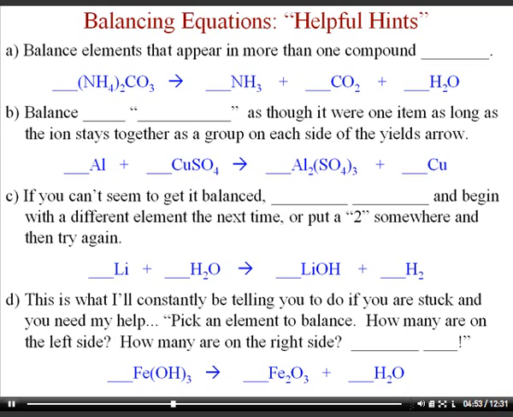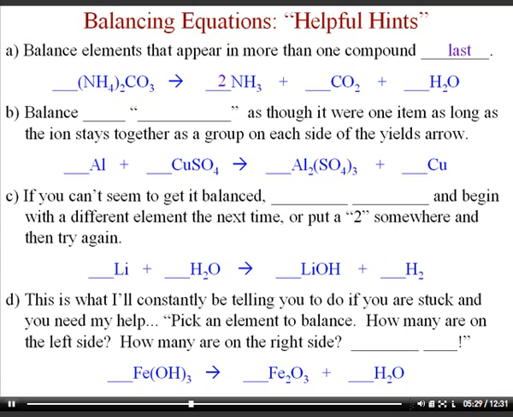So Rule A says to balance elements that appear in more than one compound last. For example, in this equation, hydrogen appears in 3 locations. Oxygen appears in 3 locations. So we want to save those elements for last. Let's deal with balancing the nitrogens because it's only in 1 location on the left and 1 location on the right. You have 2 nitrogens on the left side because the N is in parentheses with the little subscript 2 on the outside. So there's 2 nitrogens on the left, but only 1 nitrogen on the right. It's very easy to balance by putting the coefficient 2 in front of the NH3 molecule.